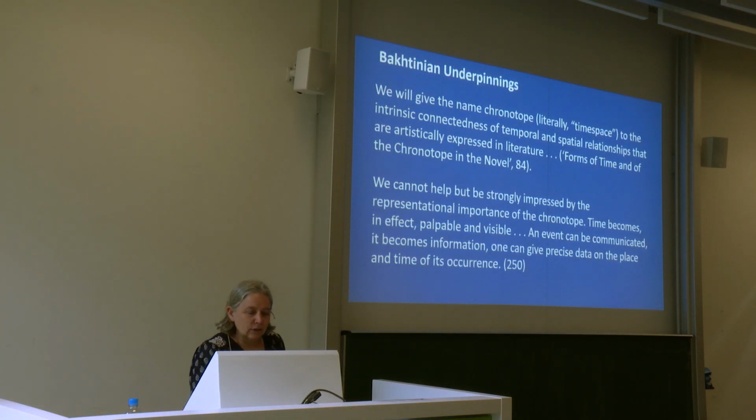So there we go. His second comment, I love this comment because to me it anticipates the project. Obviously Bakhtin was writing in the early to mid-20th century, and none of the tools that we have were even dreamed of, but it's a great visionary statement. "We cannot help but be strongly impressed by the representational importance of the chronotope. Time becomes, in effect, palpable and visible. An event can be communicated. It becomes information. One can give precise data on the place and time of its occurrence." This was very striking to me because, of course, we're literally visualizing those chronotopes, and he's anticipating that, I think, in some ways.